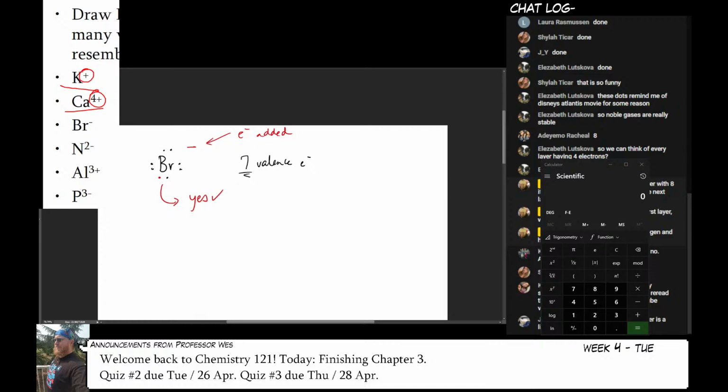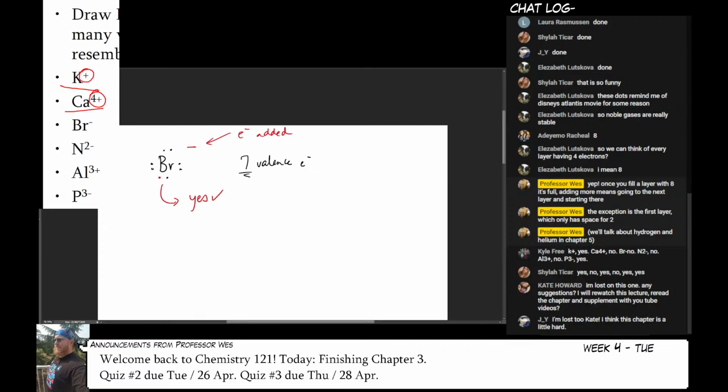Oh, I just realized the calculator is covering the chat. Hold on. There we go. Sorry. We're not using the calculator today, but it does stick around on my layout.